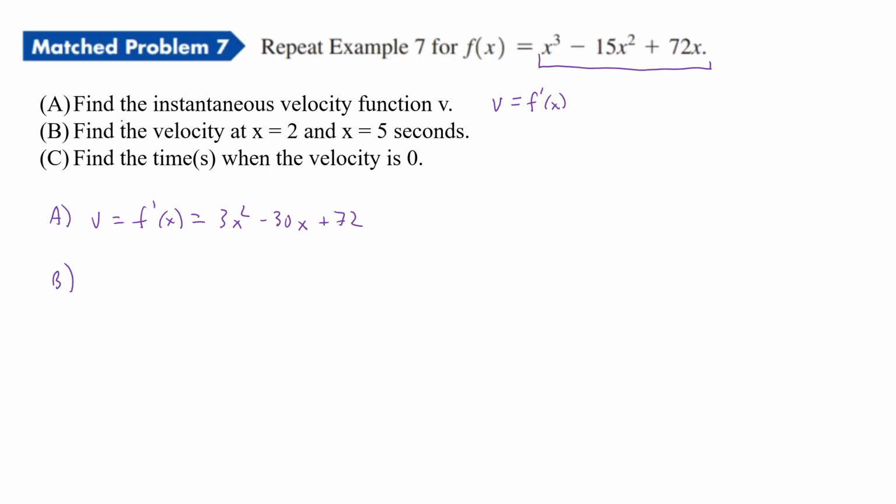What about b? Find the velocity at x equals 2 and x equals 5. Well, what does that mean? Well, let's find f prime of 2 and f prime of 5. So what do we do? We plug that value in. So it'd be 3 times 2 squared minus 30 times 2 plus 72. And that's going to be equal to what?